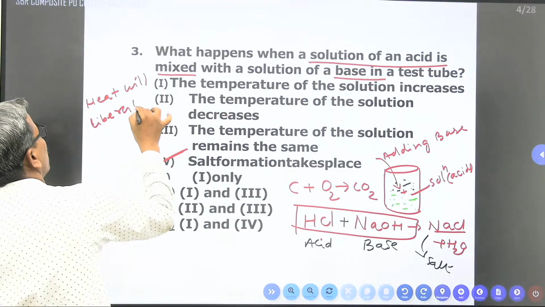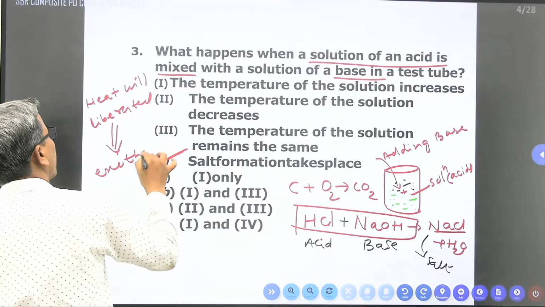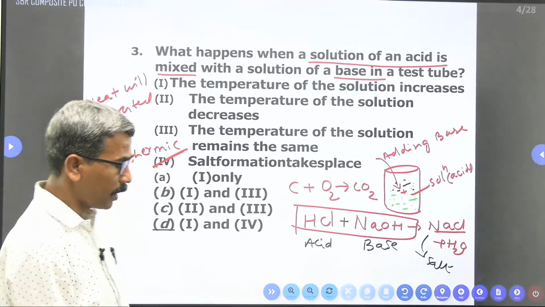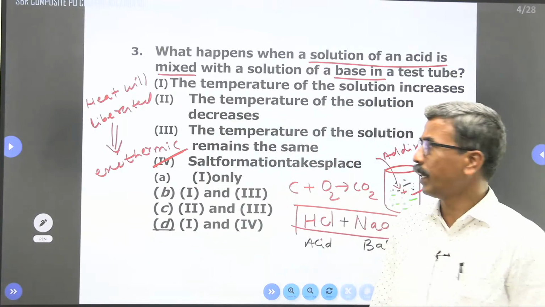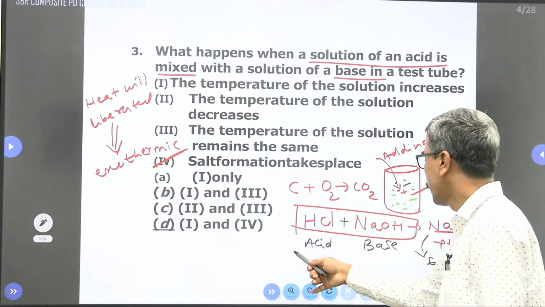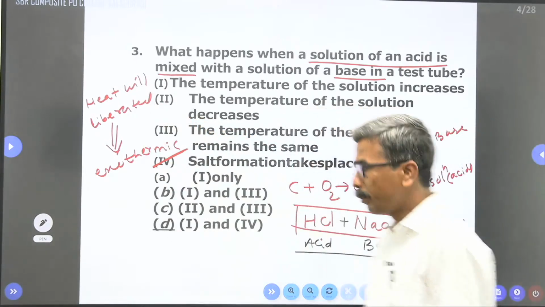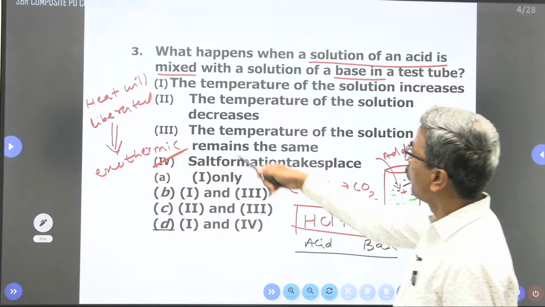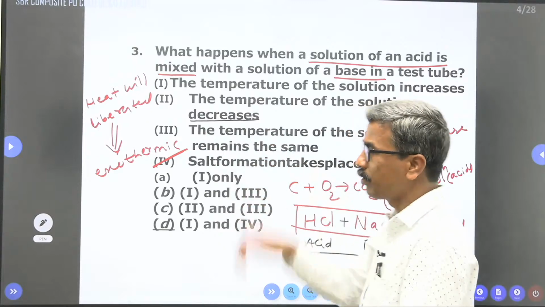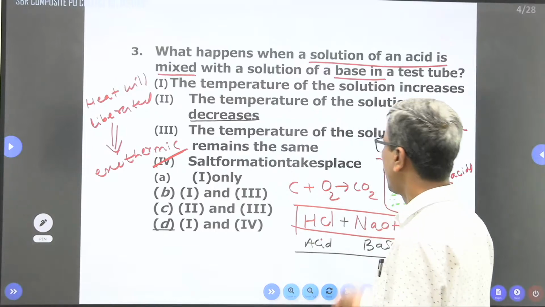That means heat will be given out. Such reactions we are going to call exothermic. A reaction which occurs with the liberation of heat is called exothermic. The opposite, if the reaction takes place with the absorption of heat, is called endothermic. Remember, this combustion and this reaction between acid and base are accompanied by liberation of heat. So the temperature of the solution decreasing cannot be correct, since heat absorbed would mean temperature decreases. The temperature of the solution remaining the same also cannot be the observation related to this.